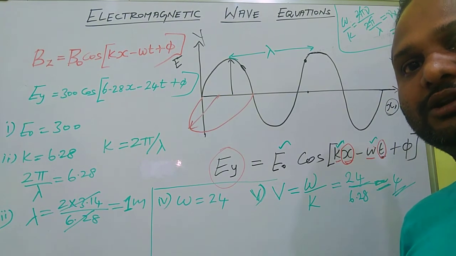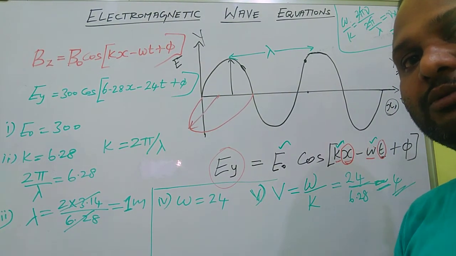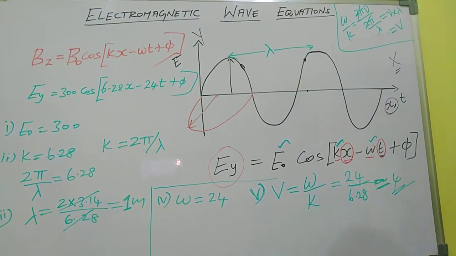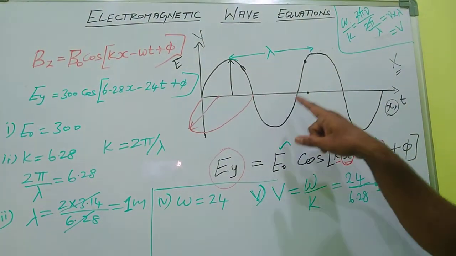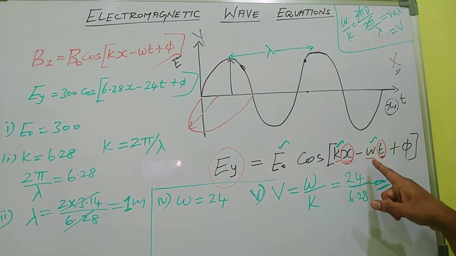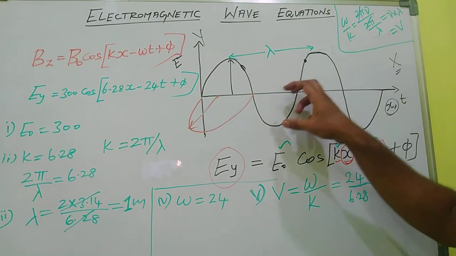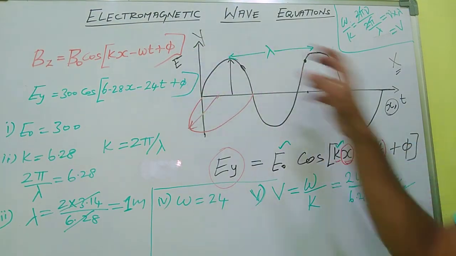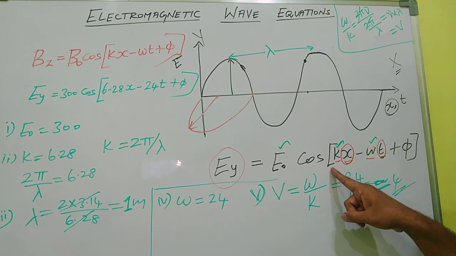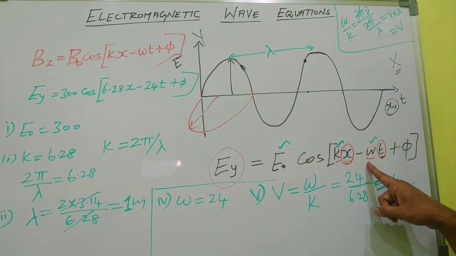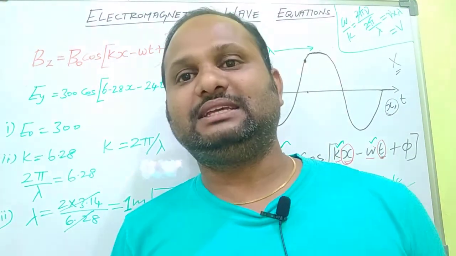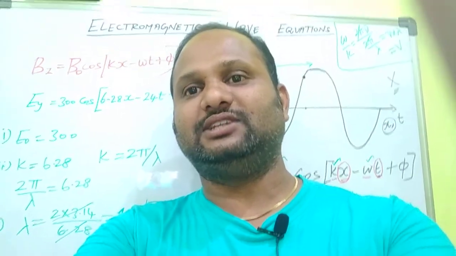So I want to tell you once again. If the wave is propagating in the direction of the positive x-axis, you have to put plus kx and minus omega t. If the wave is propagating in this direction, that means negative x, both terms are positive, plus kx plus omega t. Okay, this is one of the important things I want to tell you. So these are the things we discussed in this class.